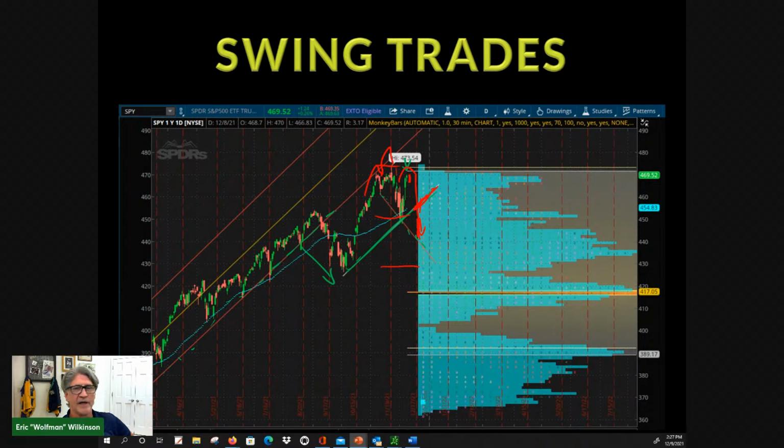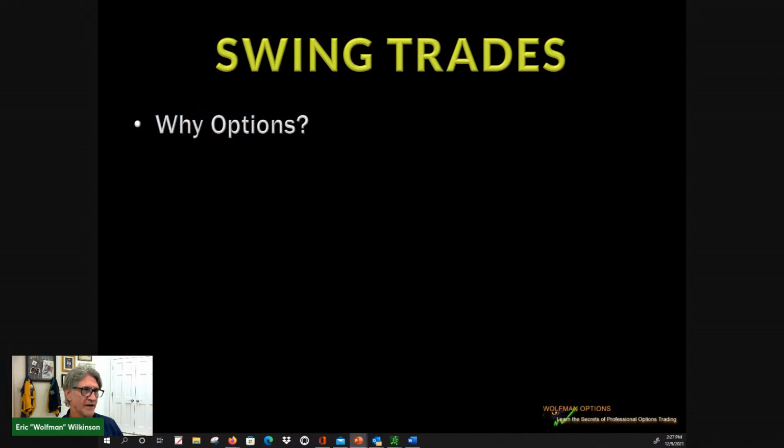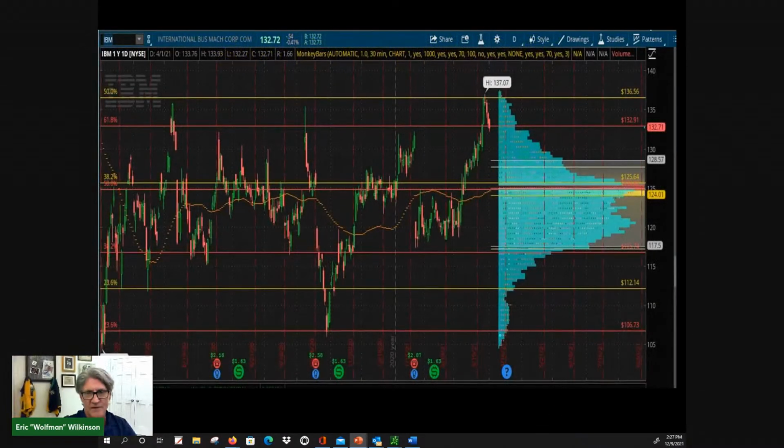Might have gotten a little bit advanced there, but the thing we're looking for are those candles. Now, why would we want to use options? The reason we want to use options is because you have better odds.